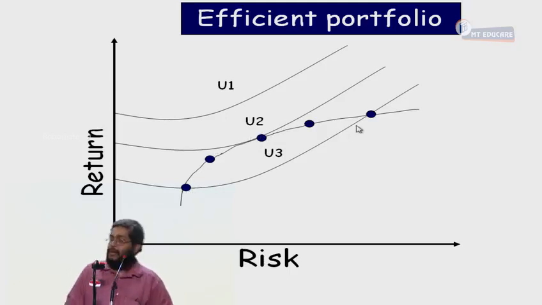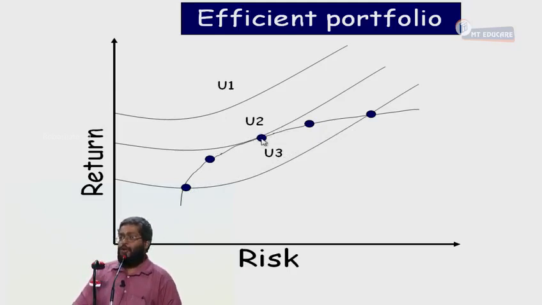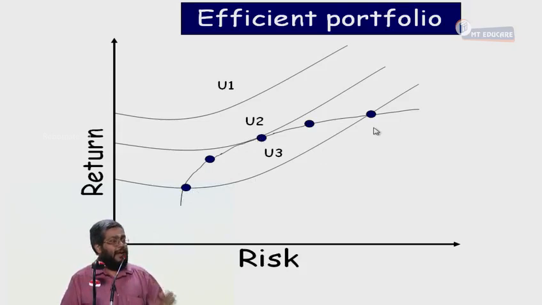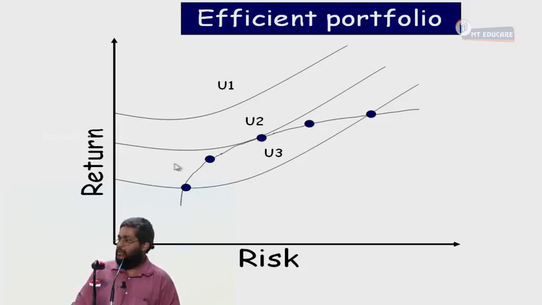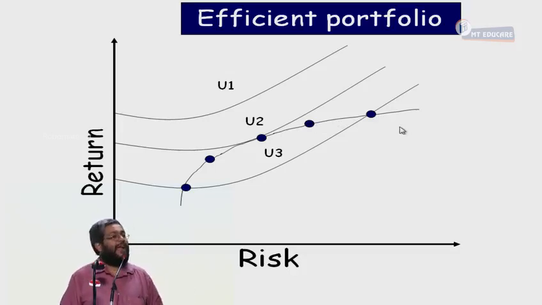Remember, this is portfolio 3, this is portfolio 5, and portfolio 6. Now, portfolio 7. Can I proceed or not? Now, in this case, tell me.